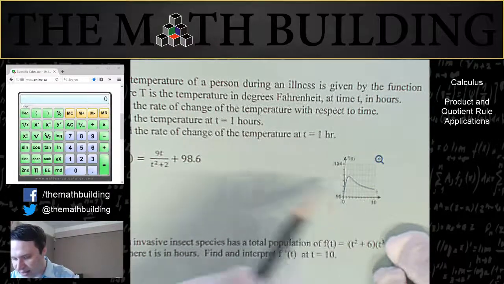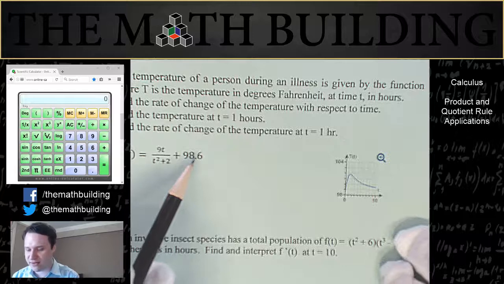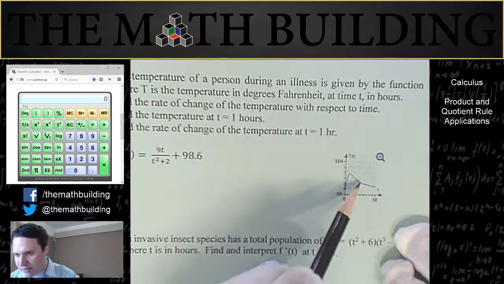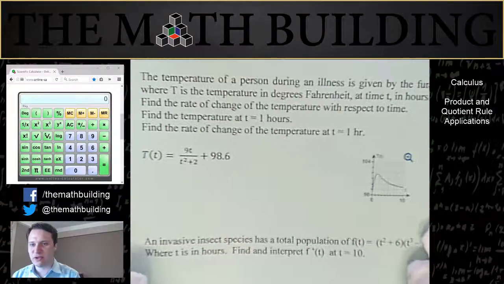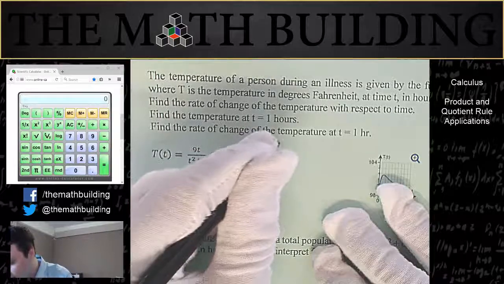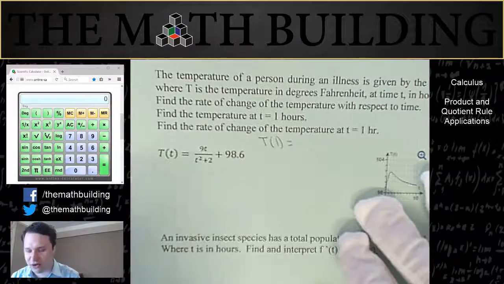The person gets sick, their starting temperature is 98.6 degrees Fahrenheit. They get sick, so their temperature spikes with a fever, and then it looks like it tapers off a bit. So let's find out what their temperature actually is at 1 hour. And that's as easy as just plugging 1 into the starting function.